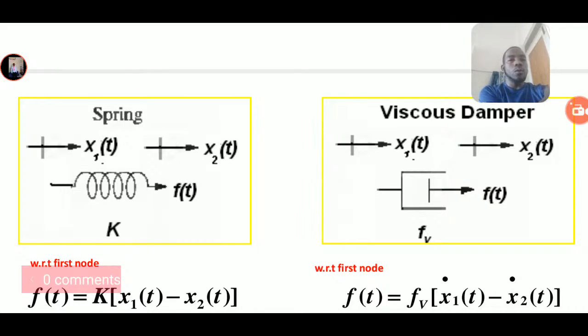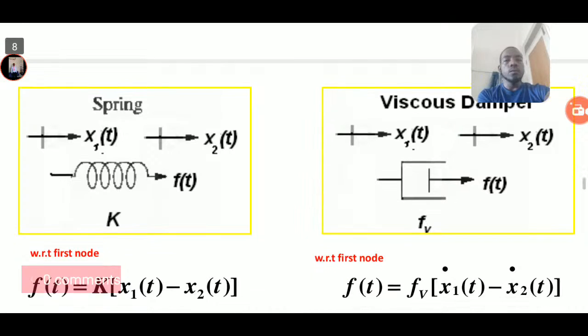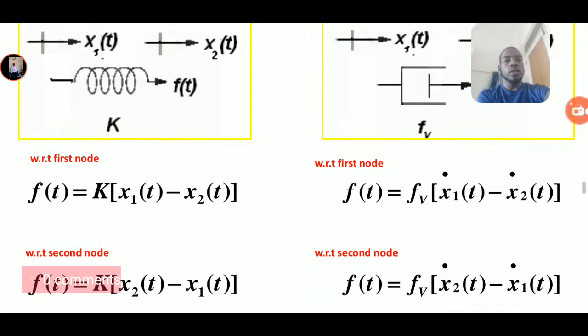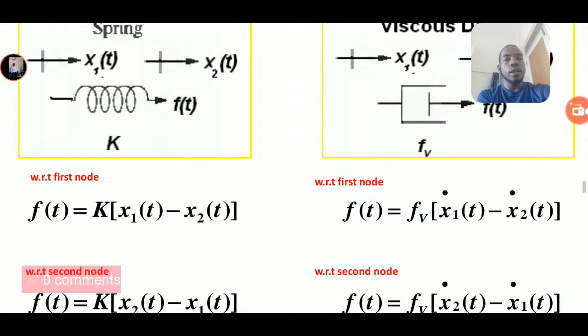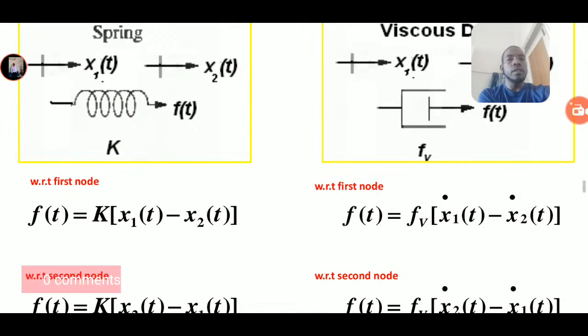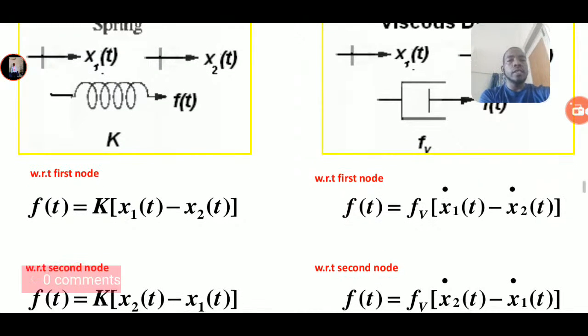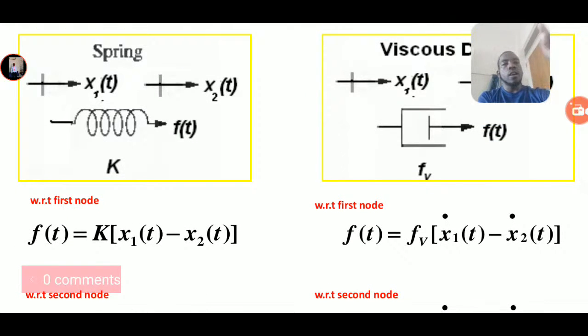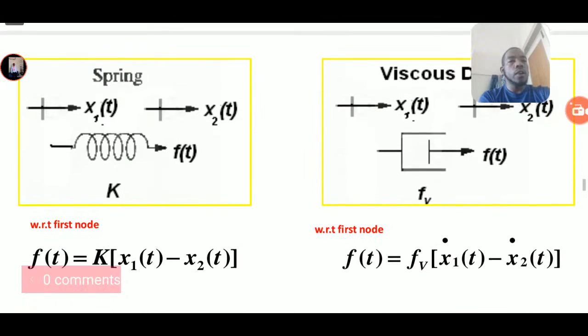Here also, this is according to the spring, and this is according to the viscous damper. Here also we have two displacements. So what we are going to see is we are comparing both. With respect to the first node, that means x1 of t, the applied force f of t is equal to the spring constant k times x1 of t minus x2 of t. This is according to the first node, for the spring.